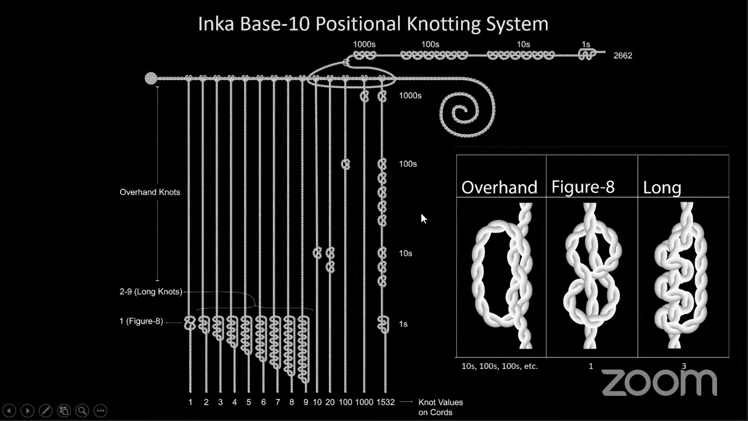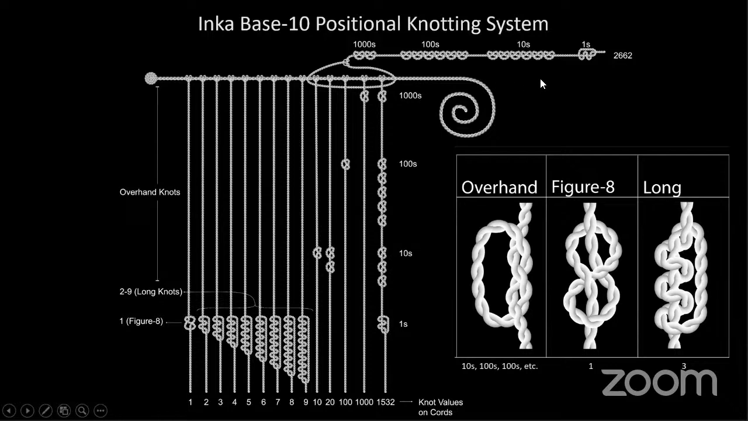So the Wari did use, they understood the concept of 0. In this case, you would only see figure 8 and long knots in the lower register, where the upper registers would have only overhand knots. This is an example of the number 1532, where you'd have 1 in the thousands, 5 in the hundreds, 3 in the tens, and 2 in the ones.